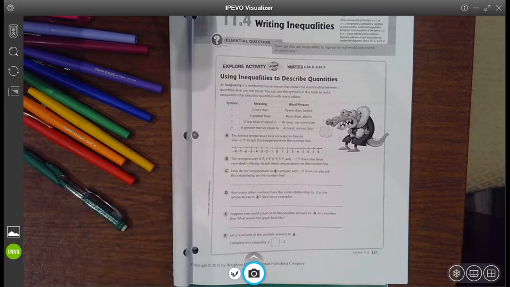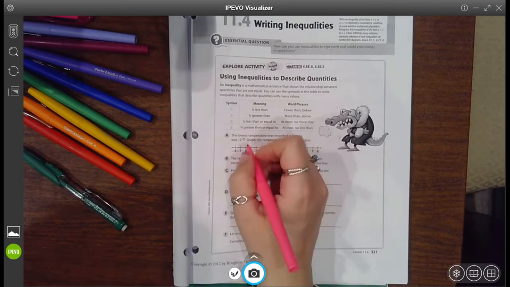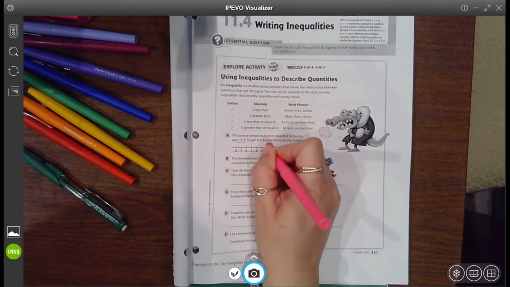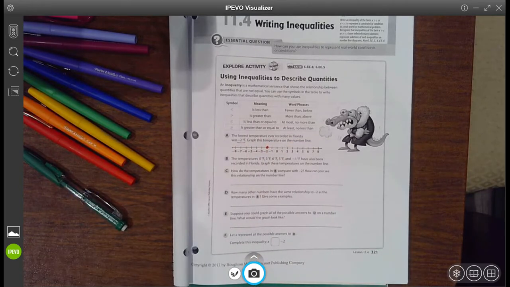A says the lowest temperature ever recorded in Florida was -2 degrees Fahrenheit. Graph this temperature on the number line. Okay, so if we want to graph -2, we would just put a dot at -2. Okay, done. I graphed -2.